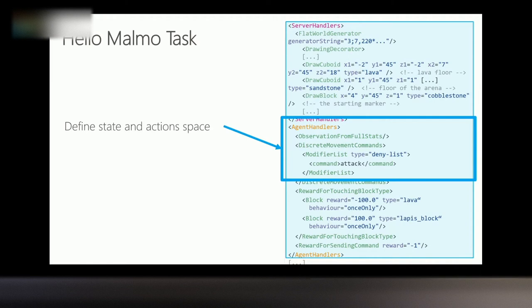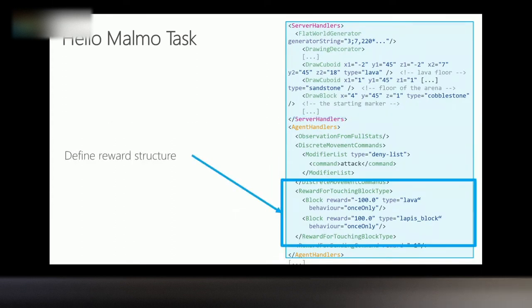So if you recall from the agent slide previously, these agents need to receive some form of state and be able to choose an action. And so this defines which states and actions they can take. There are lots of options for this within the platform for defining different states and actions, and then defining a reward structure that the agent is going to receive from that.